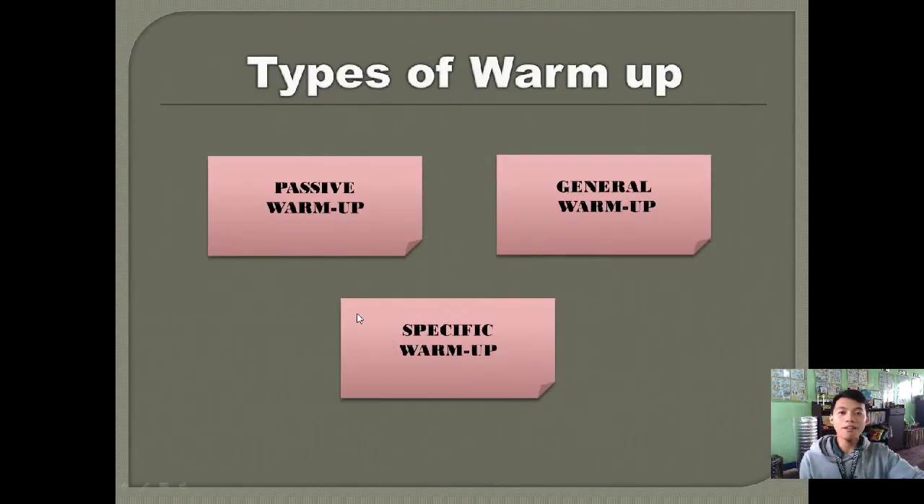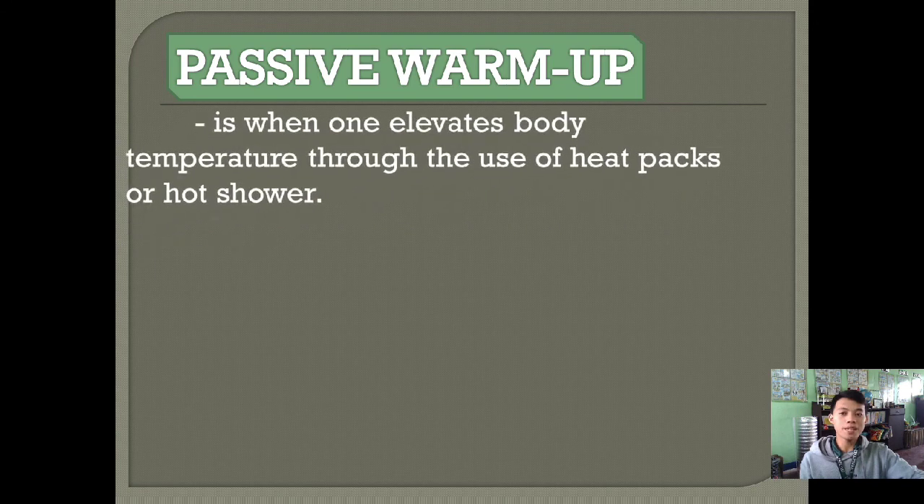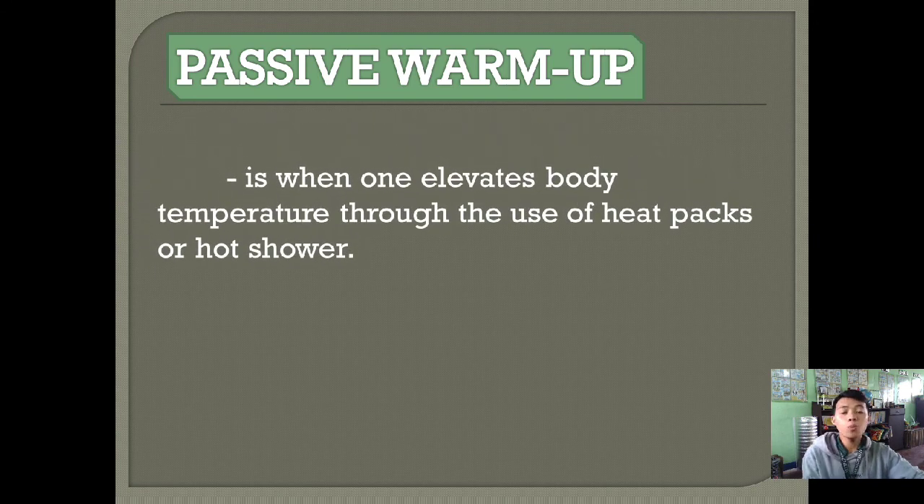Right, so we have here on the screen the three types of warm-up. First, we have the passive, the general, and specific warm-up. Now let's talk about these different types of warm-up one by one. The first one is the passive warm-up. What is the passive warm-up? It is when one elevates body temperature through the use of heat packs or a hot shower.